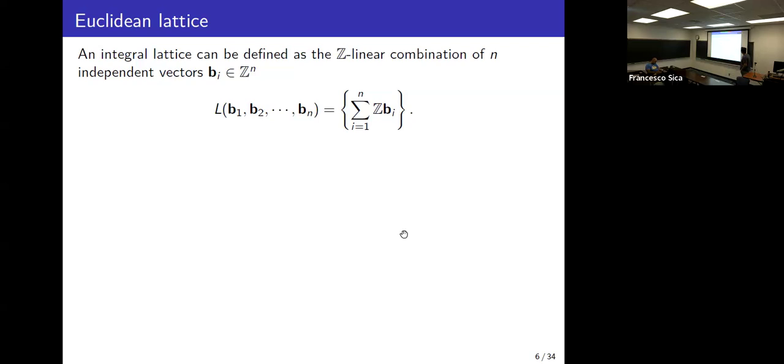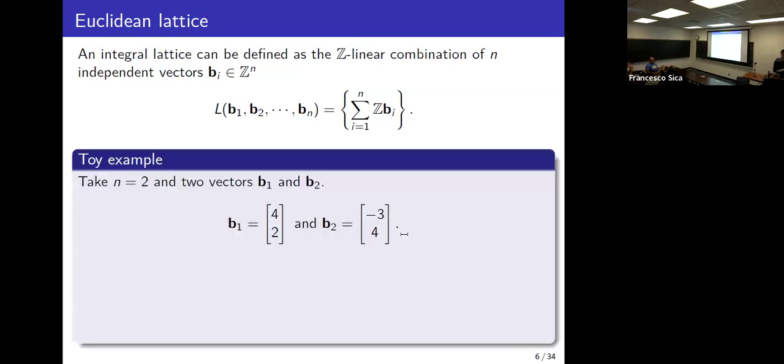Starting with, for example, n linearly independent vectors B1 to Bn, the lattice generated by these vectors B1 to Bn is simply the set of their integral linear combinations. So it's really just the linear span of these Bi. The only difference is that we impose a discrete geometry here by only allowing integral linear spans. That's the only difference, so it becomes a discrete set of points.